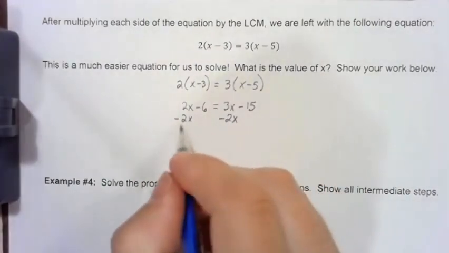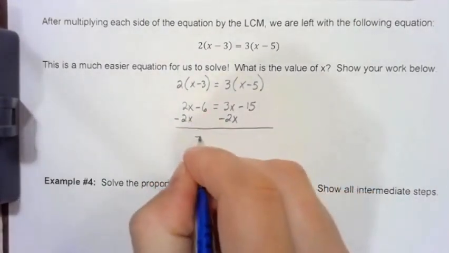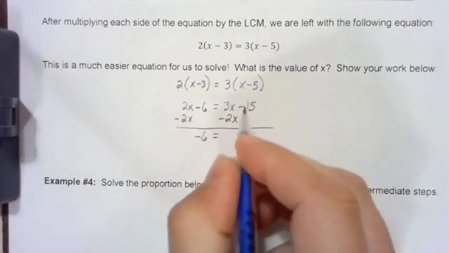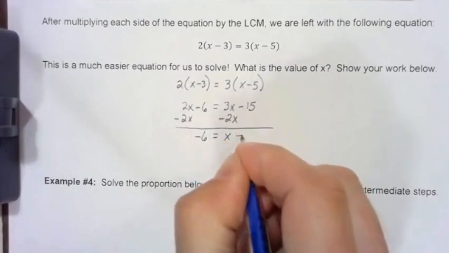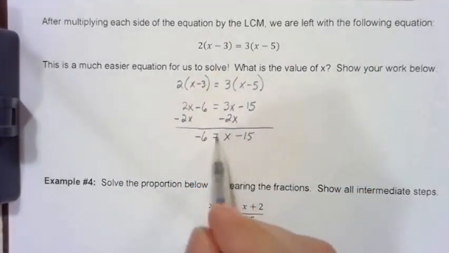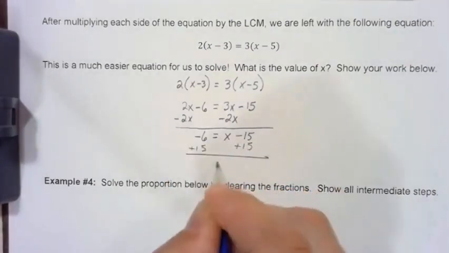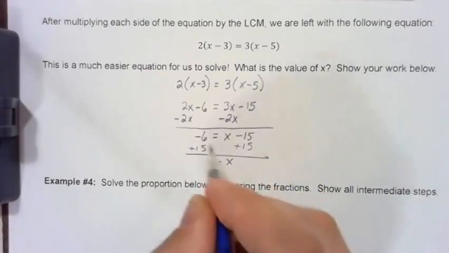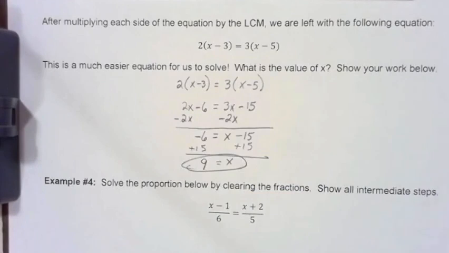If you subtract 2x from each side, then on the left, 2x minus 2x is 0, leaving us with negative 6. And on the right side, 3x minus 2x is 1x, or just x, minus 15. Now all I have to do to isolate x is add 15 to each side. And when we do that, on the right, we're left with x, and negative 6 plus 15 is 9. So the value of x in this equation is 9.